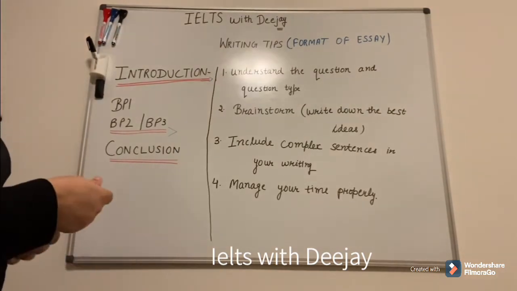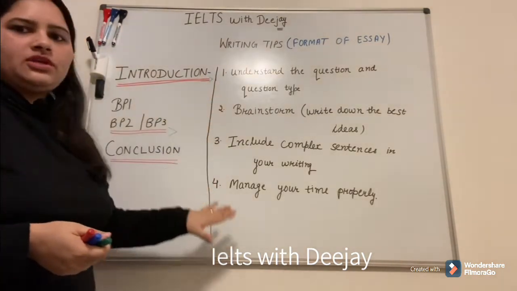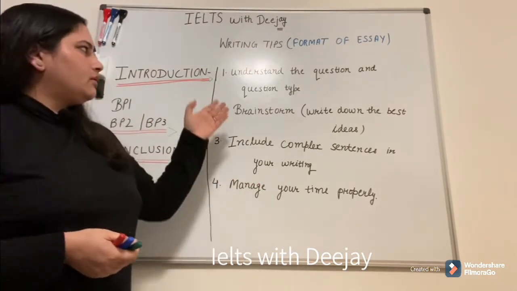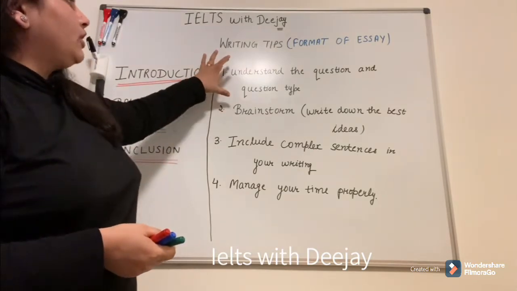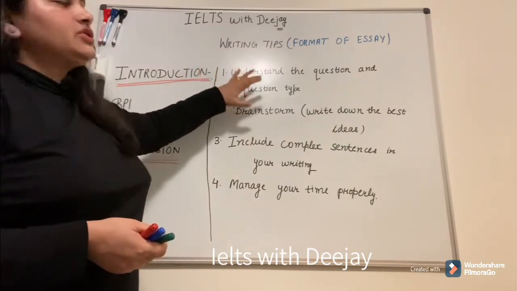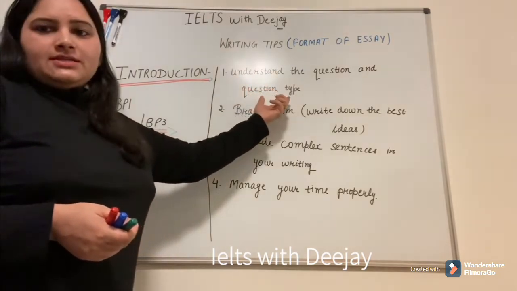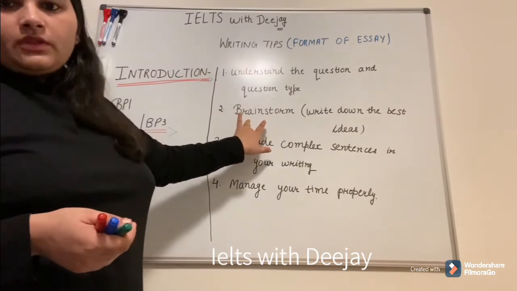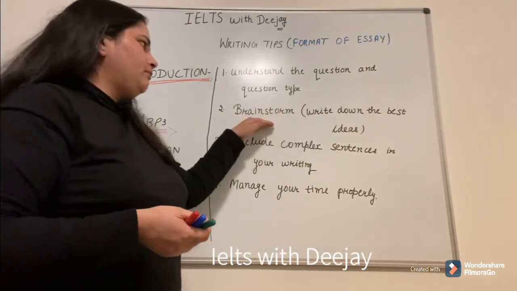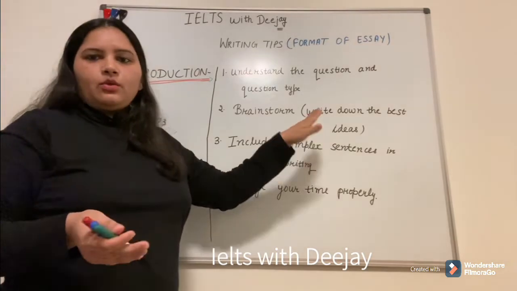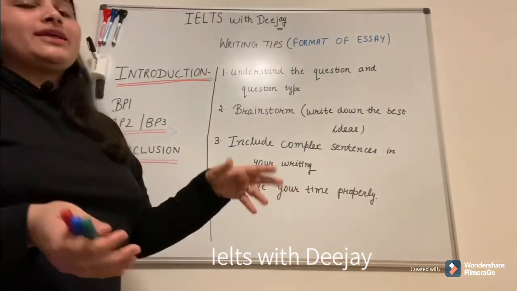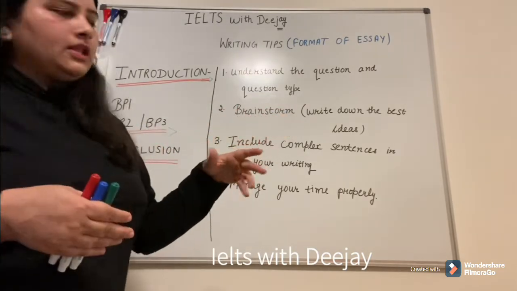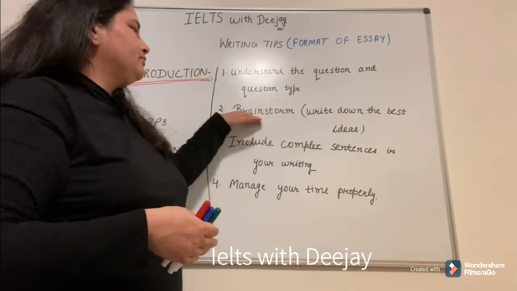Okay, so these are the tips that I want to tell you. When you get your essay question, you have to understand the question and the question type, which question this is and how you have to attempt it. Then you will go to the brainstorming section. Here we brainstorm and write down the best ideas, what explanations can be there, and what examples can be written in your essay. So this is the brainstorming part.